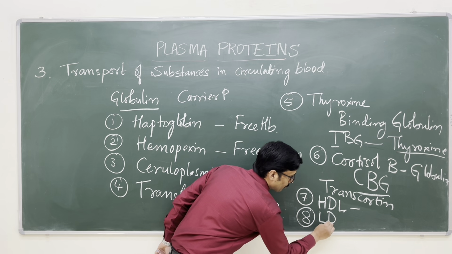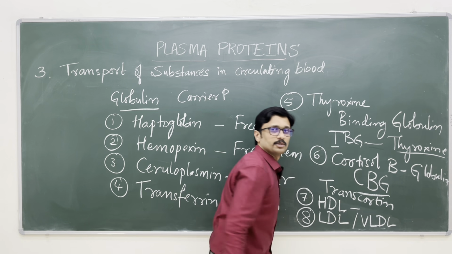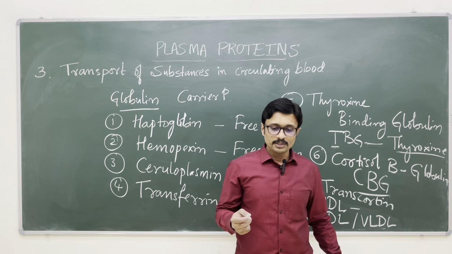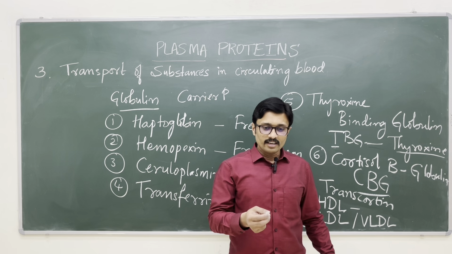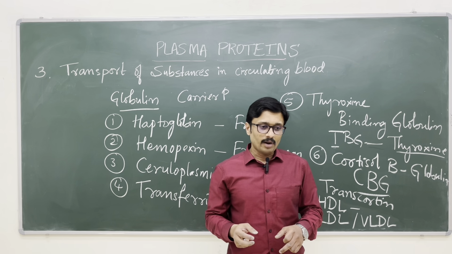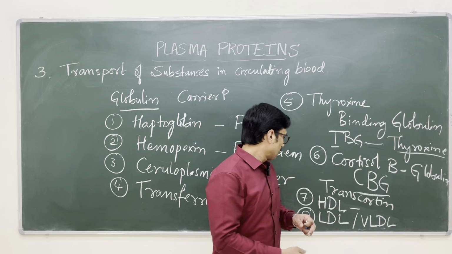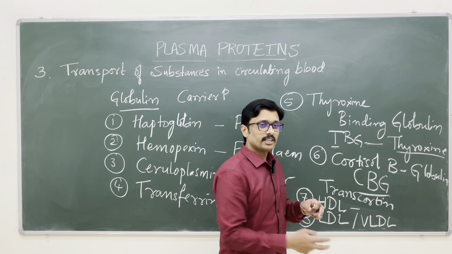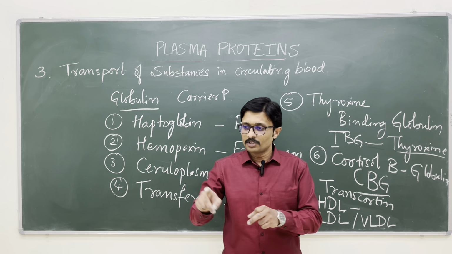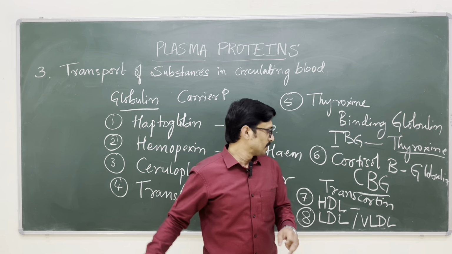Low density lipoprotein and very low density lipoprotein. So this low density lipoprotein and very low density lipoproteins will bind to the lipids like triglycerides, phospholipids and cholesterols, and these are transported from the liver to the site of deposition into the tissues. So low density, very low density lipoproteins will transport the fat content from the liver to the tissues, and these lipids are getting deposited in the tissues.